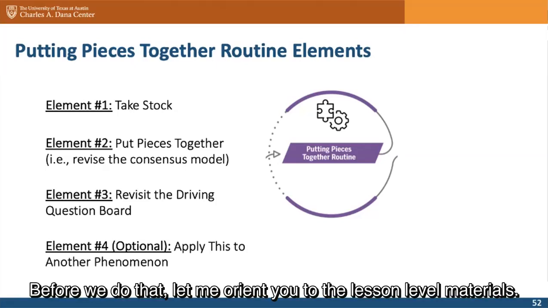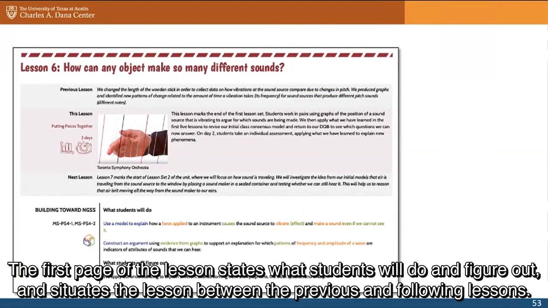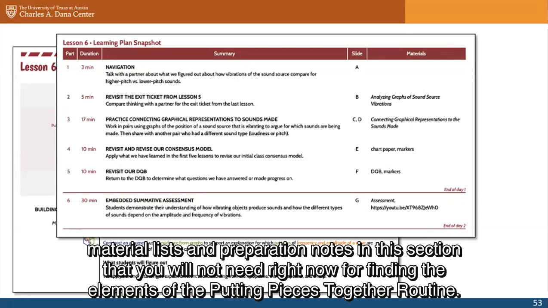Before we do that, let me orient you to the lesson level materials. The first page of the lesson states what students will do and figure out and situates the lesson between the previous and following lessons. The next page provides a learning plan snapshot. This provides a high-level timing of each activity within the lesson. There are also material lists and preparation notes in this section that you will not need right now for finding the elements of the putting pieces together routine.